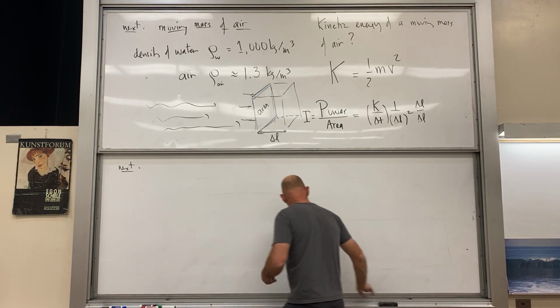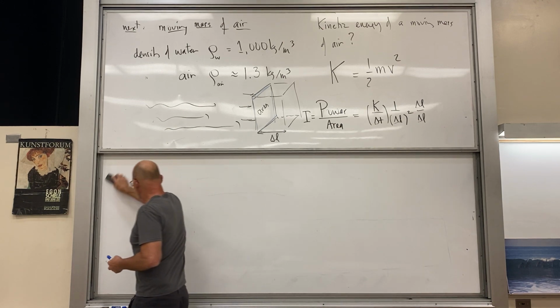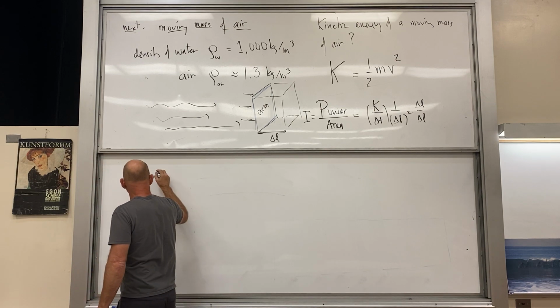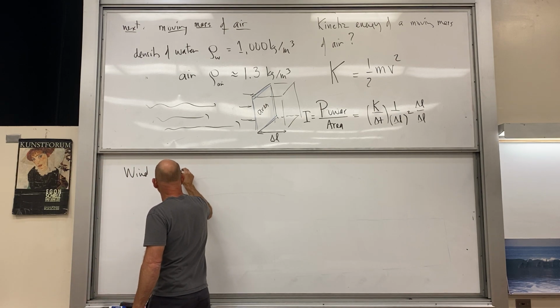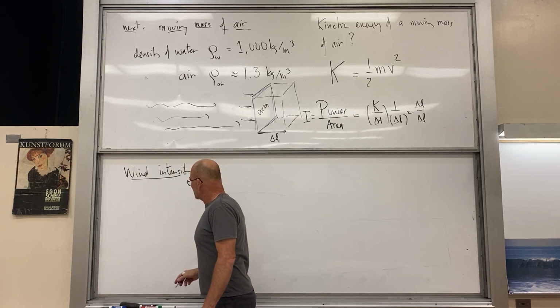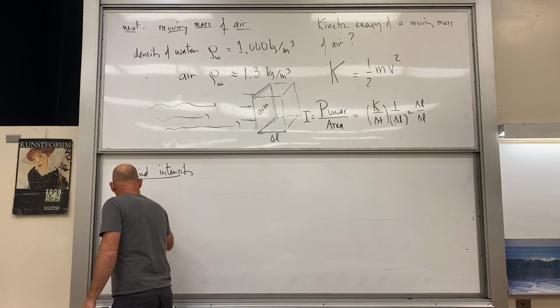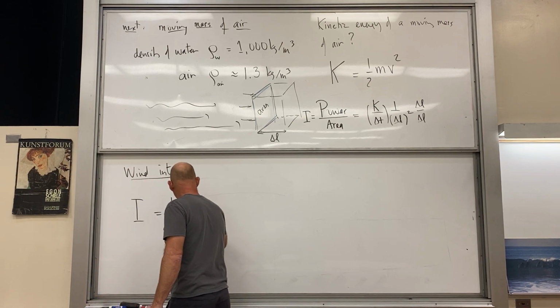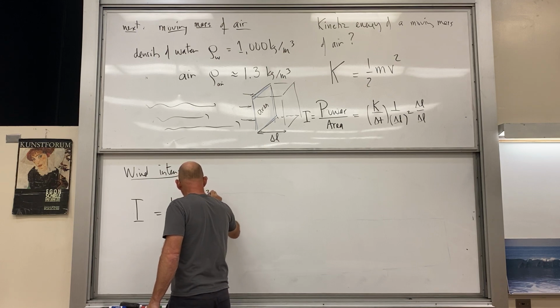Okay, so wind intensity. Now that we have that derivation, fair and square, energy intensity. So let's just write this here. 1/2 density of air v cubed.